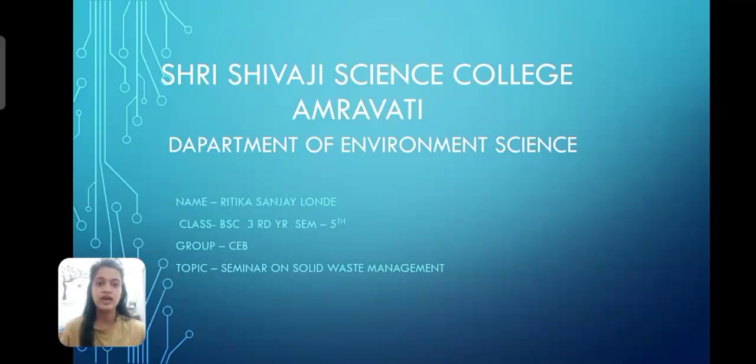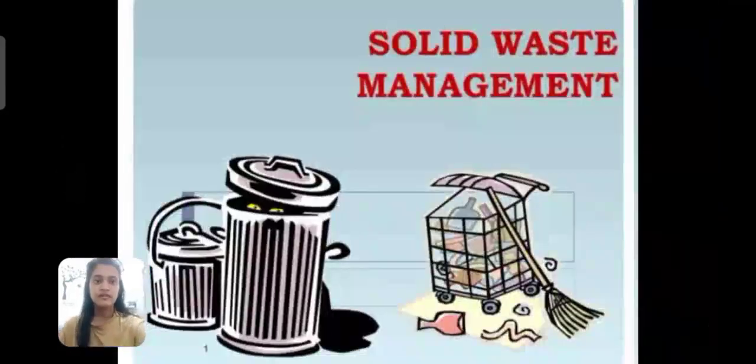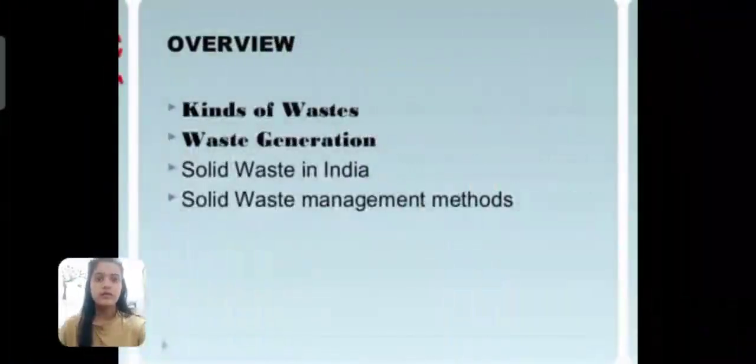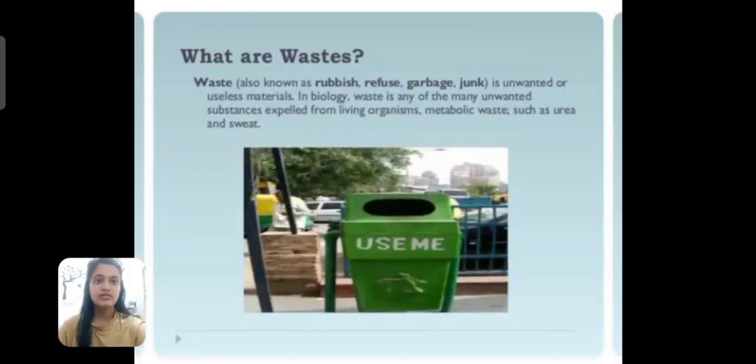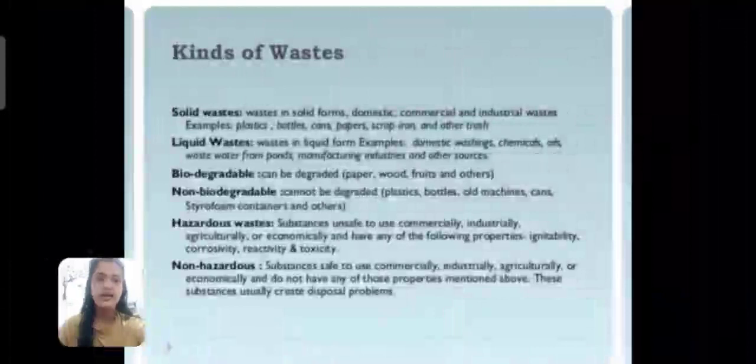Today I am going to start a seminar on solid waste management. Overview: kinds of waste, waste generation, solid waste in India, solid waste management methods. What is waste? Waste is also known as rubbish, refuse, garbage, junk; it is unwanted or useless material. In biology, waste is any of the many unwanted substances expelled from a living organism, metabolic waste such as urea and sweat.